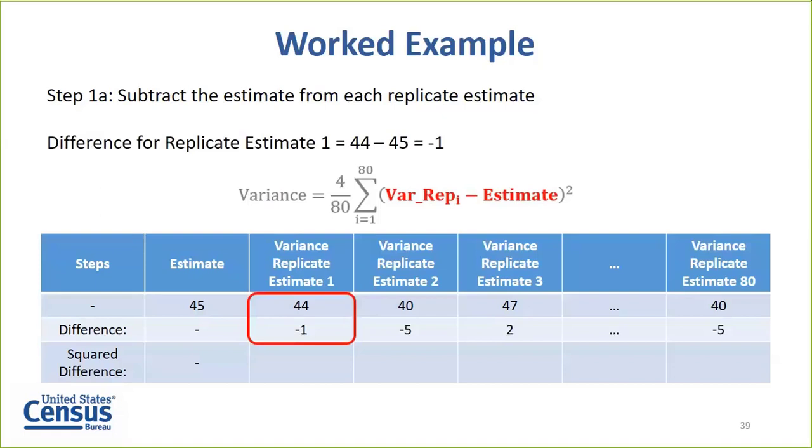So to calculate the first difference, we subtract the estimate, which is 45, from the first replicate estimate, 44. So 44 minus 45 gives you -1. And if you want to do this for the second variance replicate estimate, it would be 40 minus 45, which gets you -5, and so forth.